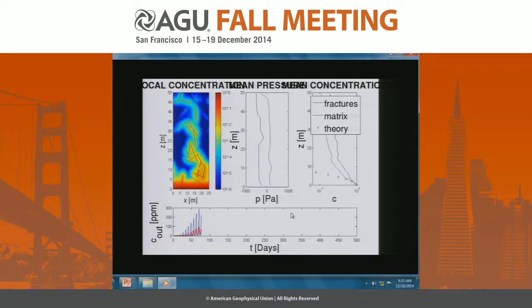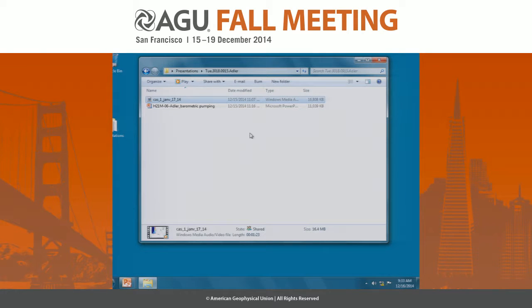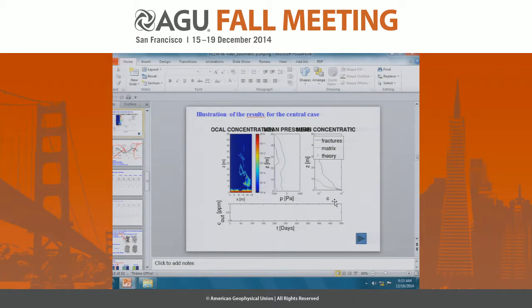You see, and you see also fine effects here. If you look with attention, I don't know if the image is good enough, but you see some, so to speak, some breathing of the concentration in the fracture network. So maybe we can stop here and go back to the talk. Yes.